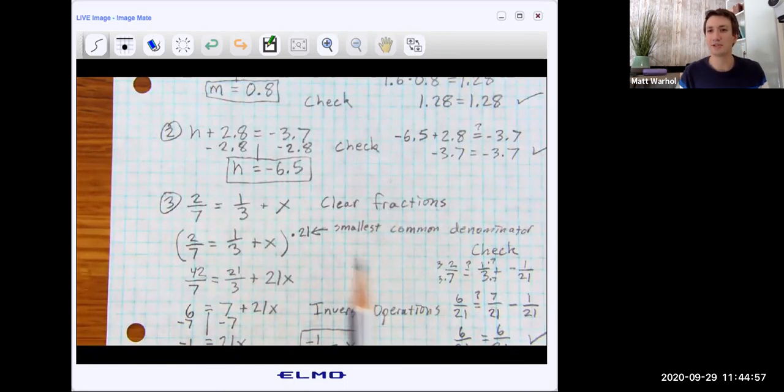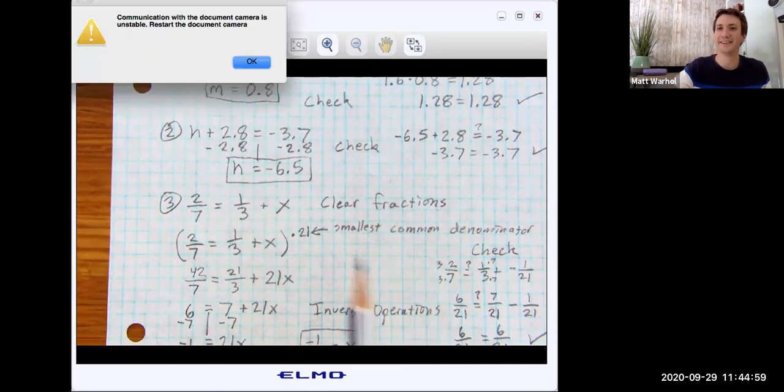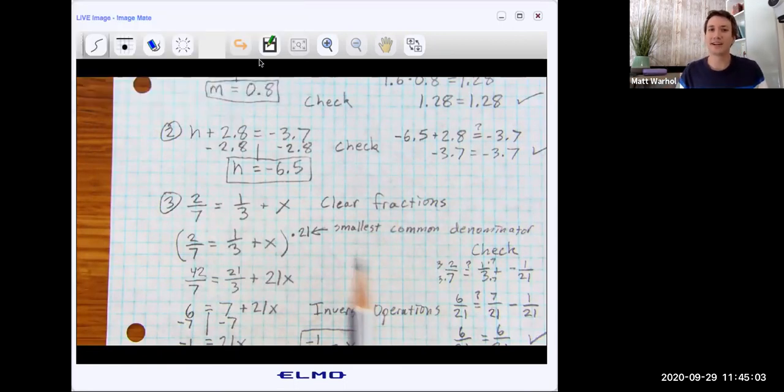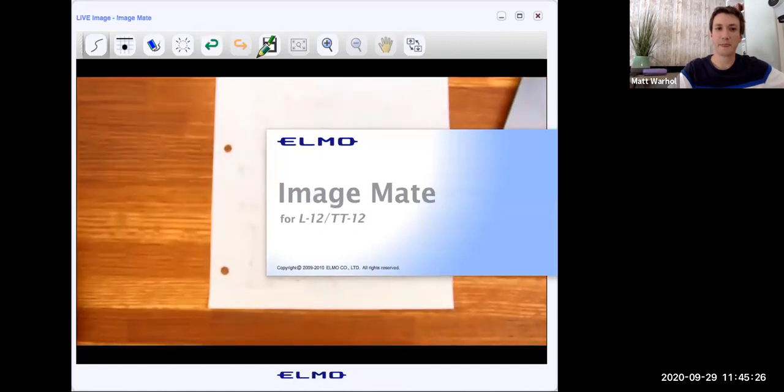I think my document camera just froze. That's okay. We're finishing up anyways. So you can use clearing fractions, and the way you do that is you would want to always multiply by the least common denominator, and you multiply everything in the problem. And then if you do that, the fractions will go away. Sometimes they come back at the end, sometimes not, but it's just a nice way to go through without having to deal with all of that. So let me see if I can get my document camera back on here. There we go.